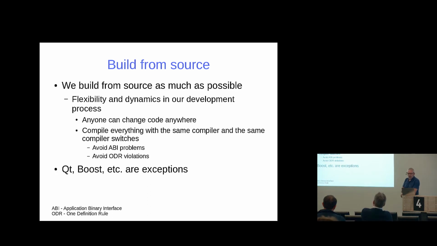In our organization, we try to build from source as much as possible. We think it gives quite a lot of flexibility and high dynamics in the development process, because anyone can change code everywhere, whether it's changing an API or inserting a printf for some debugging. Also, it has the advantage of building everything with the same compiler and the same compiler switches. We avoid application binary interface problems, and we also avoid one definition rule violations. Of course, there are some exceptions to this. For instance, Qt and Boost, which are really big libraries, are provided as precompiled libraries.